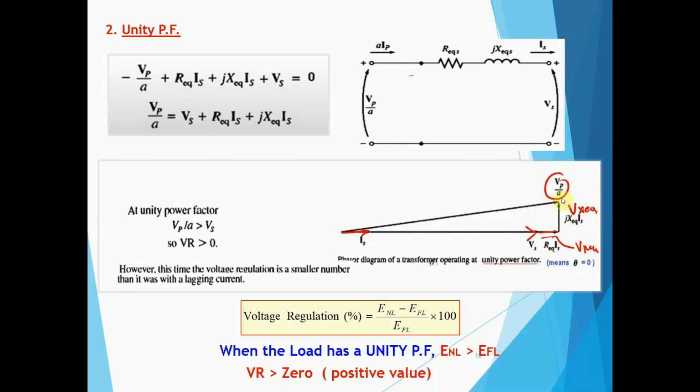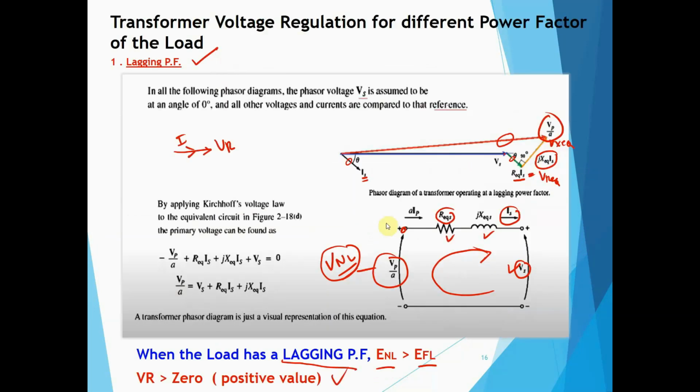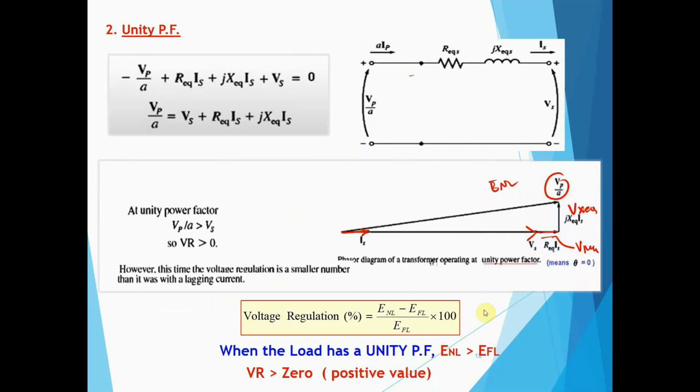this is E no load, right? E no load. But as you can see here, the E no load here is a little bit shorter than the earlier voltage here, which is longer, right? So we can say that still, for a purely resistive load, E no load is still greater than E full load, right? And the voltage regulation is greater than 0, also a positive value. Voltage regulation is greater than 0, VP over a, or the E no load, is greater than VS.